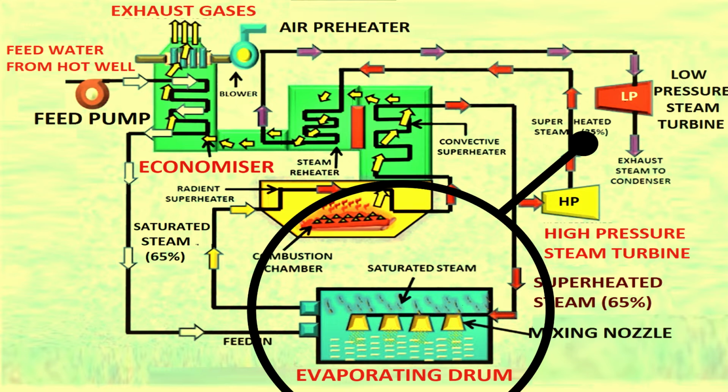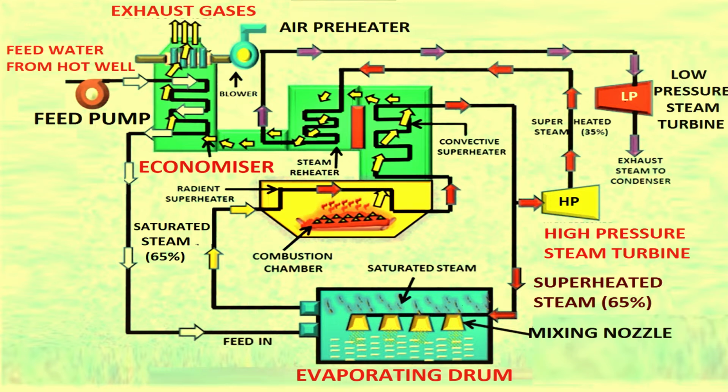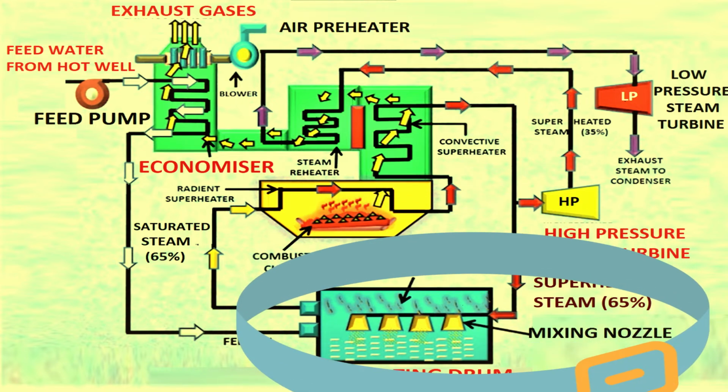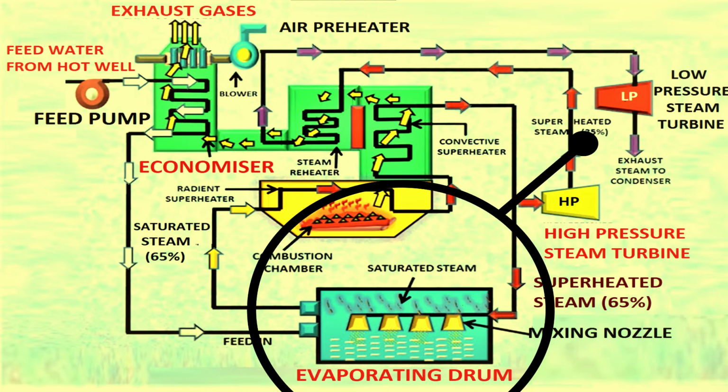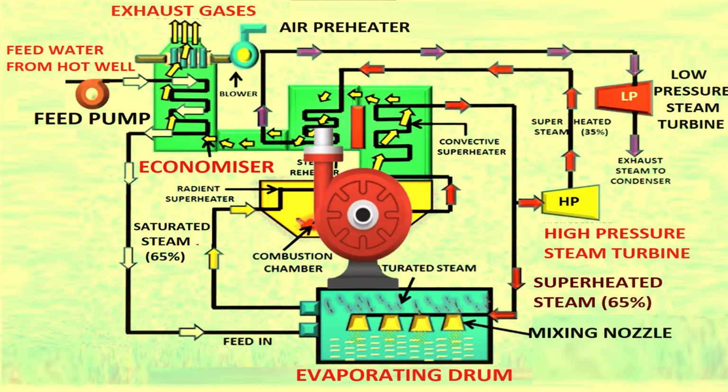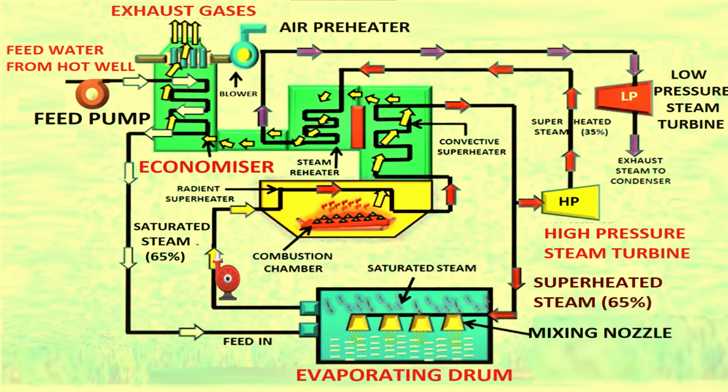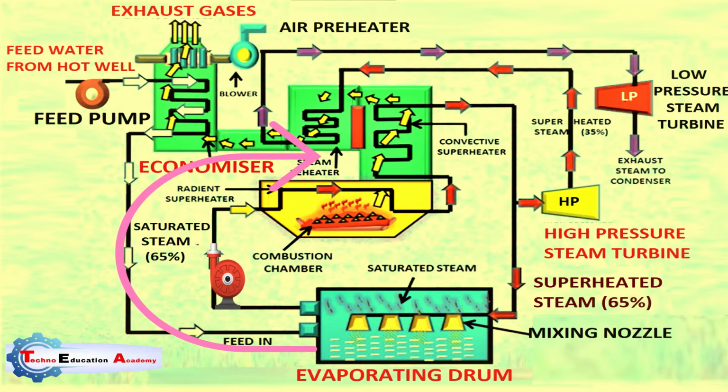The next component is the evaporator drum. It is a reservoir of water and steam. Next one is the mixing nozzle. Mixing nozzle facilitates mixing of feed water and superheated steam by evaporation in the evaporator drum. Next one is the steam circulating pump. A steam circulating pump is a centrifugal type pump designed to generate forced circulation in the Loeffler boiler to transmit the steam into the radiant and convective superheater.